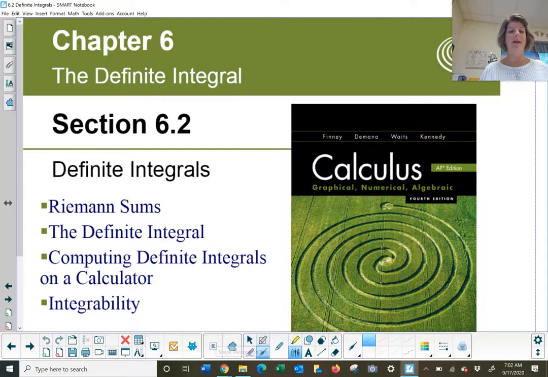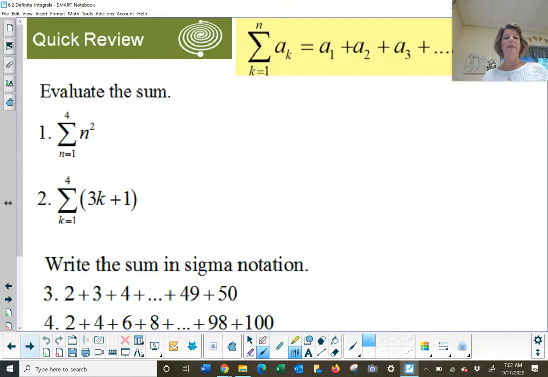Well, welcome, and let's look at section 6.2 this morning. Definite integrals. We will be reviewing really the definite integral and how to compute it on a calculator. And this is one thing that we haven't done for a while. How do you do a summation? And evaluate the sum is what it says.